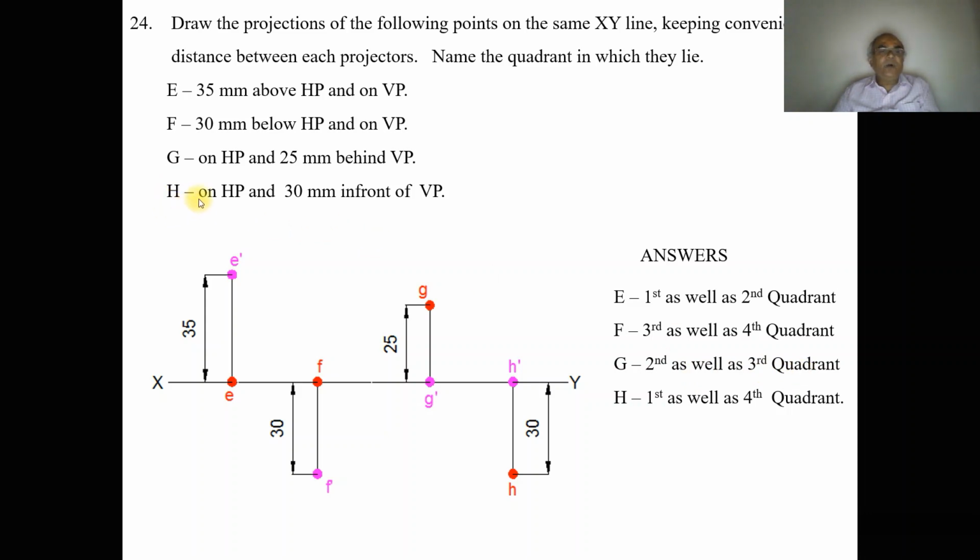Similarly, capital H is on HP and 30 mm in front of VP. Since it is in front of VP, the in front of VP condition will be there in the first as well as the fourth quadrant. In front of VP and above HP will be the first quadrant. In front of VP and below HP will be the fourth quadrant. So that is why capital H will be in the first as well as the fourth quadrant.